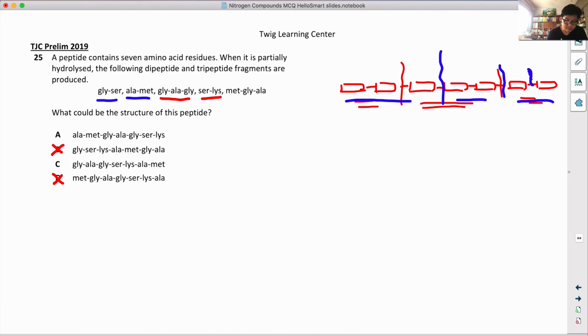I still see it over here, so this is the determining factor. Met-Gly-Ala. Let's see, Met-Gly-Ala, I see it here, but I don't see it in C, so I can cross out C. So that's why the answer is A. That's how we do these questions.